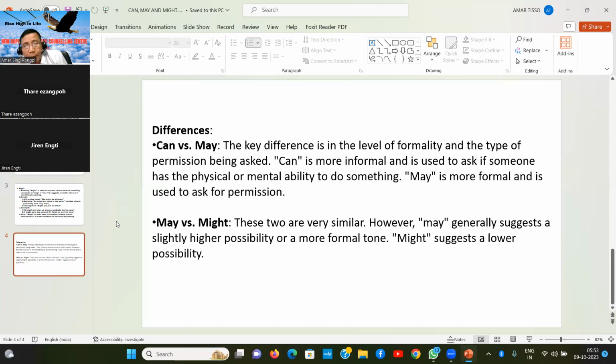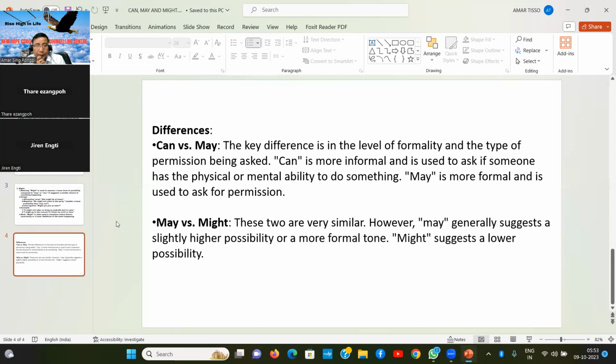May is more formal. May is used for permission. May I go home? By the permission, you may go home or you may go out. Can is informal, may is formal. The difference between this: can is used for more informal situations and may is used for more formal situations. That's the difference between can and may.